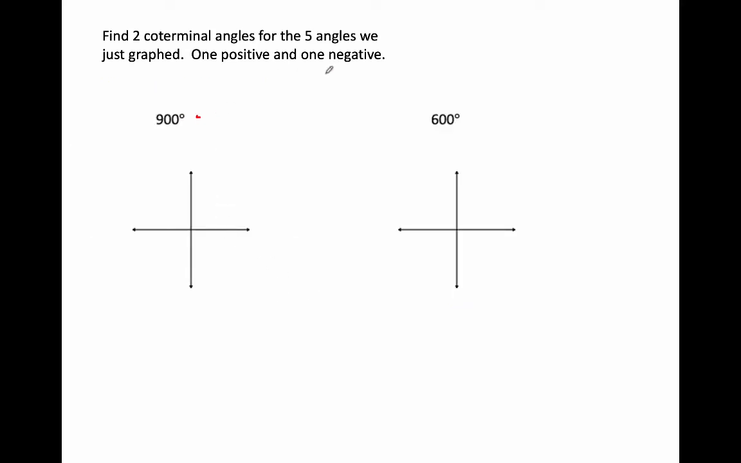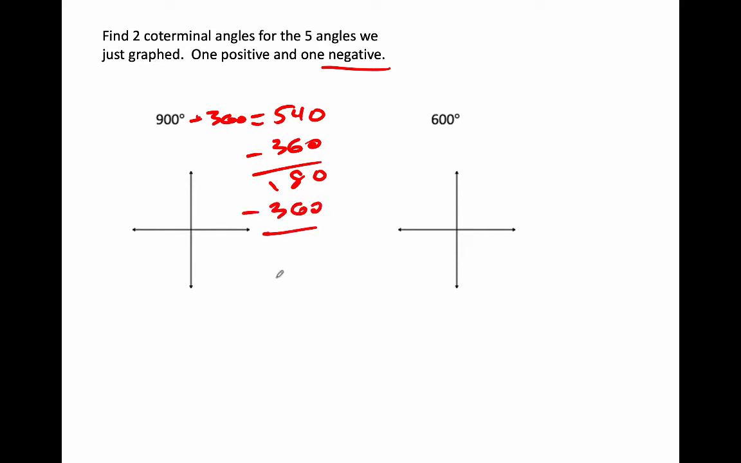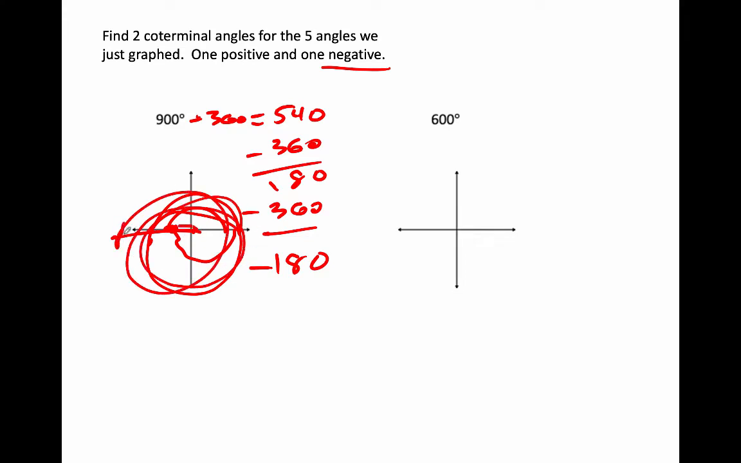900. Now if I wanted to get a negative, I have to go minus 360, so go backwards. What is that? 540 minus another 360 is 180, minus another 360 is negative 180. So positive 180 stops here, negative 180 stops here, positive 540 stops here, positive 900 stops here. So we're all stopping in the same spot.